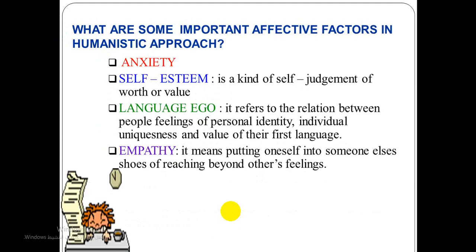What are some important affective factors in the humanistic approach? The important affective factors are anxiety; self-esteem, which means a kind of self-judgment of worth or value; the language ego, which refers to the relation between people, feelings of personal identity, individual uniqueness, and value of their first language; and empathy, which means putting oneself into someone else's shoes, reaching beyond others' feelings.